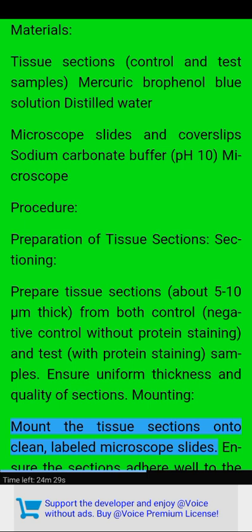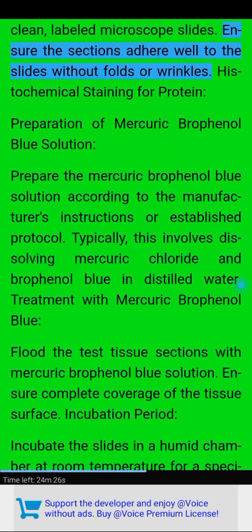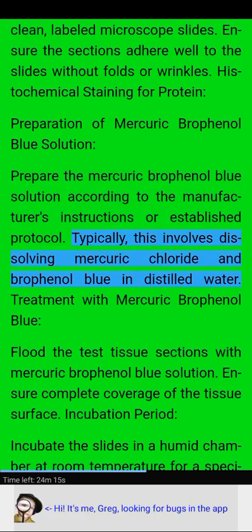Mounting. Mount the tissue sections onto clean, labeled microscope slides. Ensure the sections adhere well to the slides without folds or wrinkles. Histochemical staining for protein. Preparation of mercuric bromophenol blue solution. Prepare the mercuric bromophenol blue solution according to the manufacturer's instructions or established protocol. Typically, this involves dissolving mercuric chloride and bromophenol blue in distilled water.